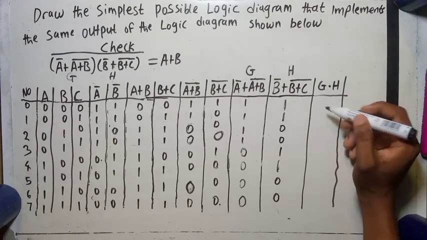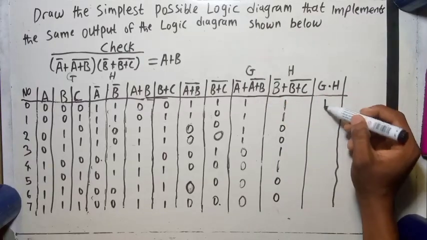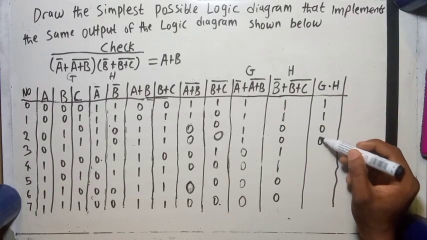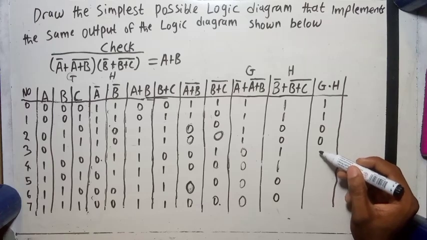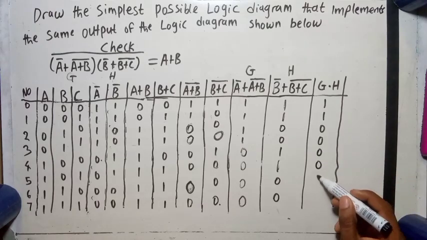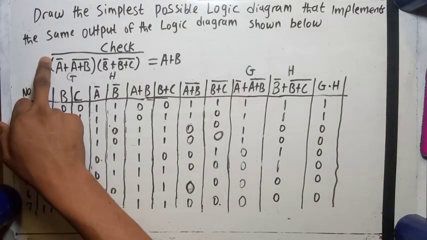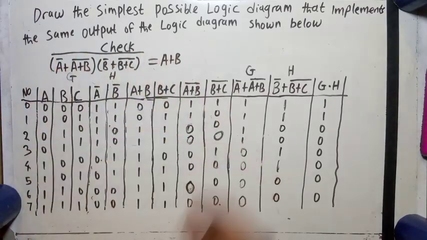Now I'm multiplying the two of them. 1 times 1, 1. 1 times 1, 1. 1 times 0, 0. 1 times 0, 0. 0 times 1, 0. 0 times 1, 0. 0, 0. Right? Okay. Now this is not demanding from us to negate the whole thing.